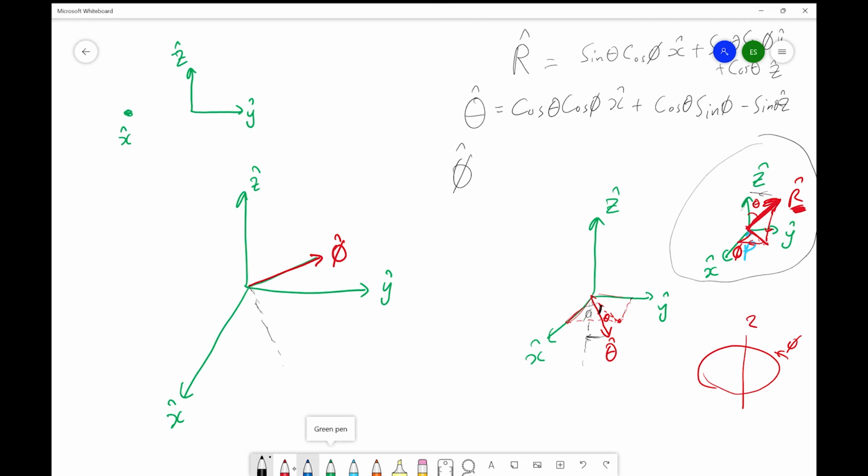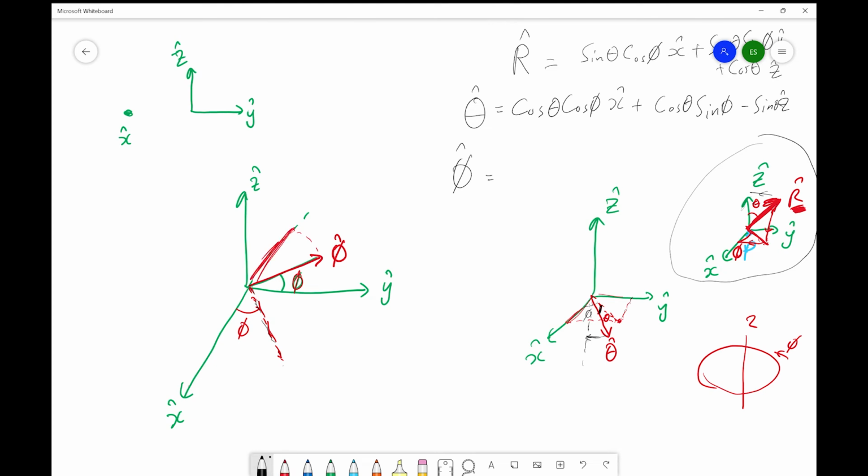So we want to project phi hat on x. I extend x back here. So this is going to be phi here. Remember, the dotted line is the projection of r hat on the xy plane, and it's always going to be at an angle of phi. Phi hat and this projection are always going to be 90 degrees apart. So this angle is going to be phi. So the projection on x hat is going to be in the negative direction, this line here.